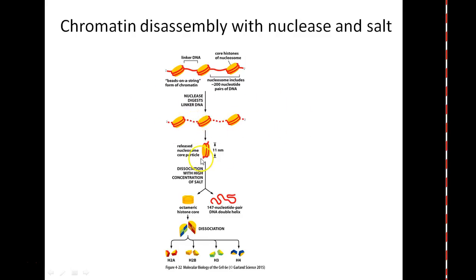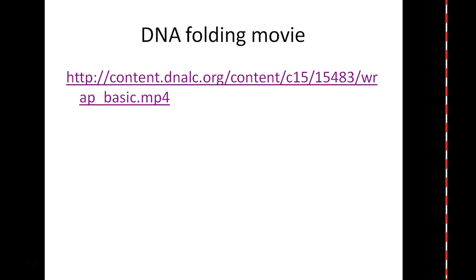So the micrococcal nuclease acting on the chromatin will release the nucleosomes. So we can separate the individual nucleosomal units from the chromatin. And then we can treat with the high salt, and we'll get a further separation of the histone core and the DNA. We can also dissociate the histone core into individual histones. And now we have a short movie summarizing what we've learned so far.